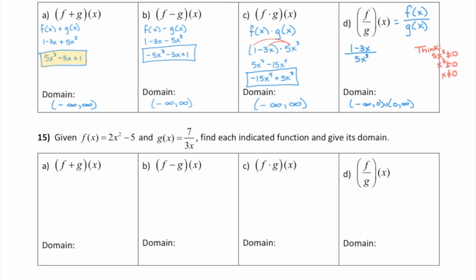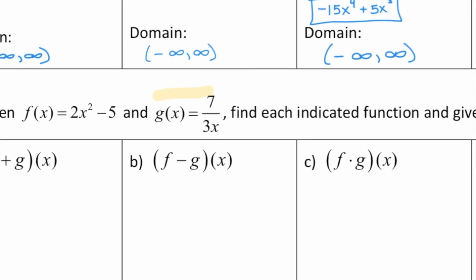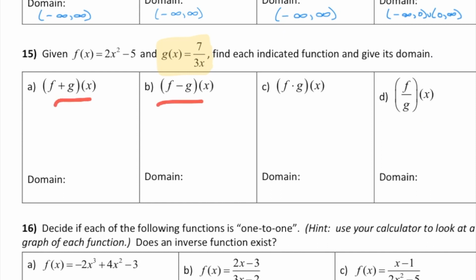Now in number 15, you want to be careful because in your original given functions, g of x has a denominator and the x can't be 0, so you need to remember that there's a restriction that in all four of the operations, the addition, the subtraction, the multiplication, and the division, you cannot have an x value that's 0 in your answer, even if it's okay based on what the function says. You can't substitute x as 0 because it was restricted from the original functions.